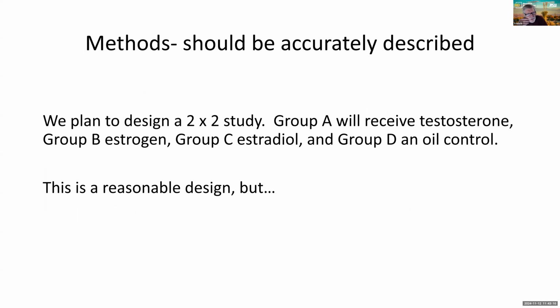Methods should be accurately described. We plan to design a 2-by-2 study. Group A will receive testosterone, Group B will receive estrogen, Group C estradiol, and Group D will be an oil control. Now, this is a reasonable design. I wouldn't have any particular problem with this design, except it's called a 2-by-2 study, and it is not a 2 by 2 study.